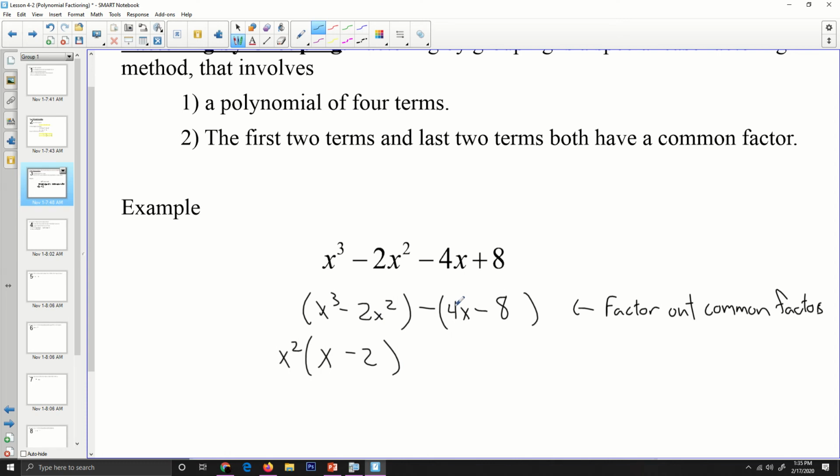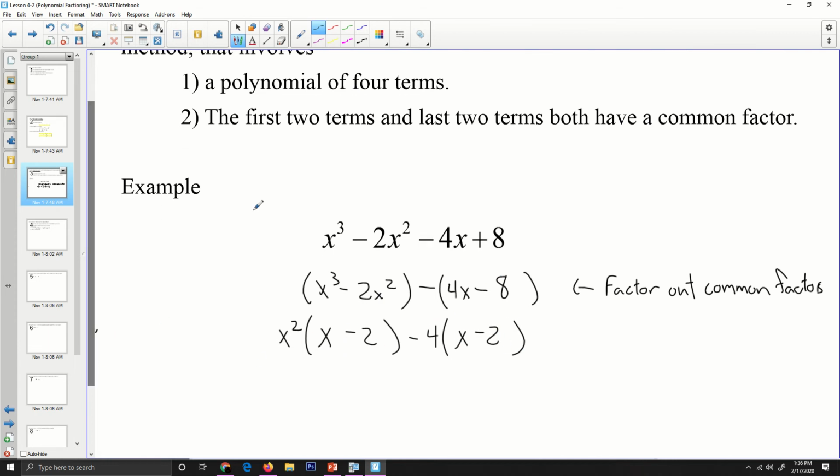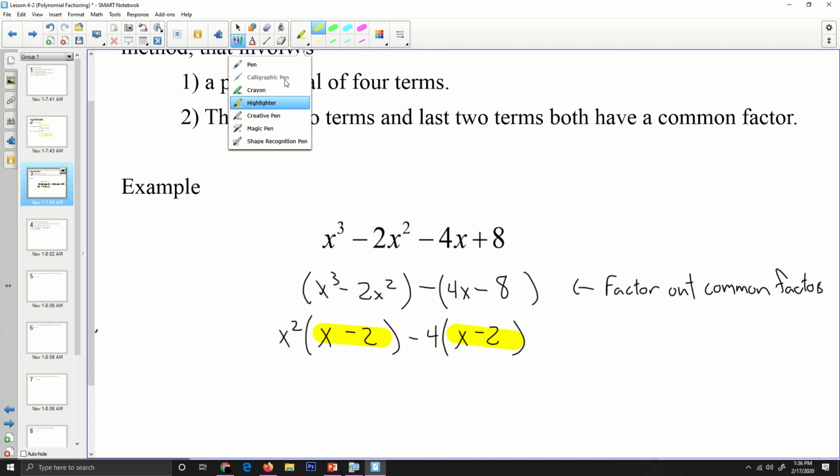And here, I look at these two terms, and I notice that in 4x and 8, the greatest common factor is a 4. And so when I divide 4x by 4, I'm going to get just x. And when I divide 8 by 4, I'm going to get 2. Now, this is important because you will notice that both this term right here and this term right here are the same. If that is not the case, then you've either made a mistake or you cannot factor by grouping.